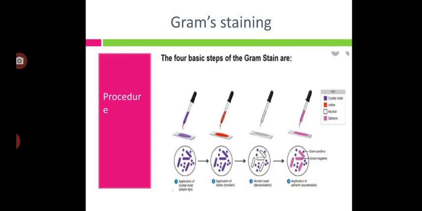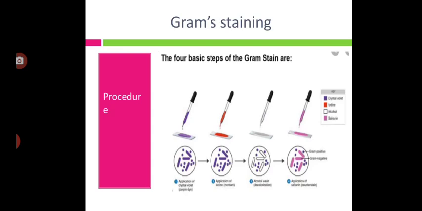After that, with the help of a Pasteur pipette, transfer a few drops of gram's iodine, cover the smear, and keep it for 1 minute. After 1 minute, discard the gram's iodine and then decolorize for about 10 to 15 seconds, drop by drop, and then wash it gently under running tap water.